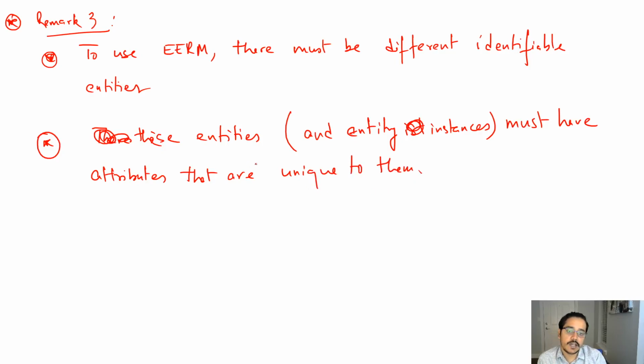Okay? If an entity does not have an attribute, these differentiable entities, if they don't have attributes that are unique to them, then you cannot create entity supertypes and subtypes. Okay? So now let's look at a typical EERD, an enhanced entity relationship diagram.